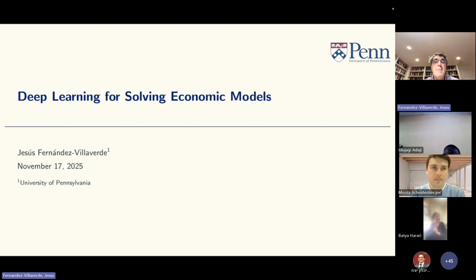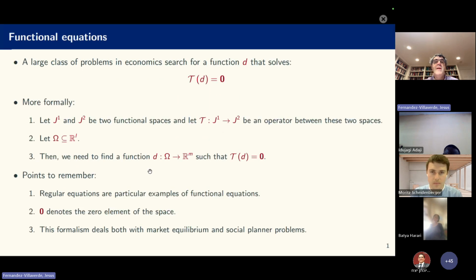Since we don't have a lot of time, let me assume that all of you know why we are interested in solving economic models, and let me jump directly to the meat of the argument. As I will illustrate in just 1 second, a very large class of problems in economics search for a function d that solves an operator T. That is, we find a function that when we plug it into an operator T, we get a 0, where the 0 is not the scalar 0, it is the 0 element in some functional space.